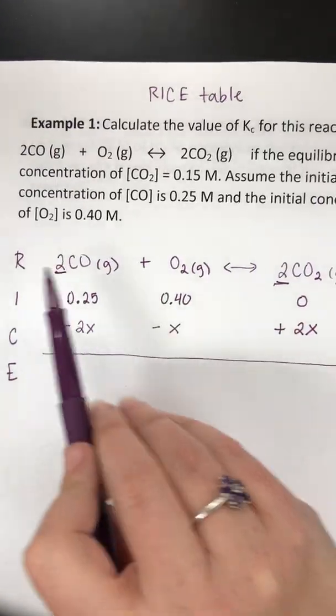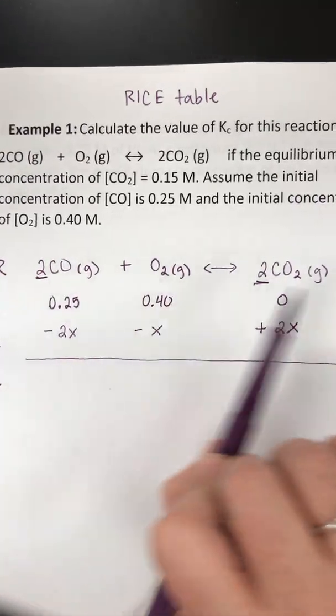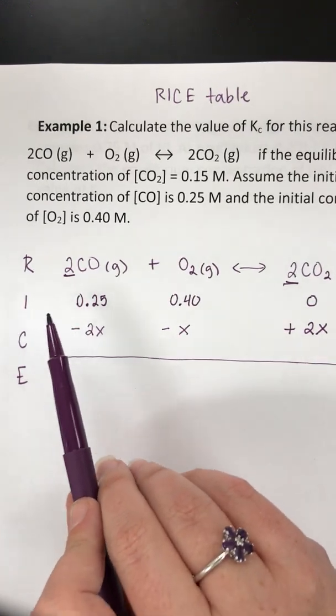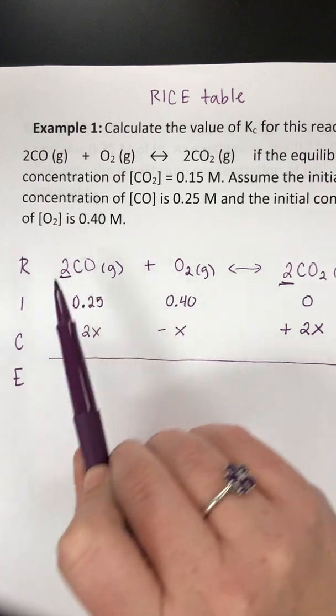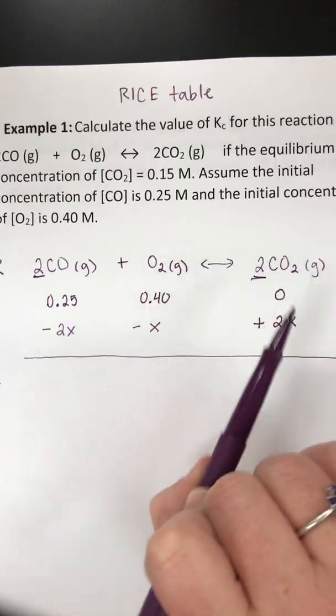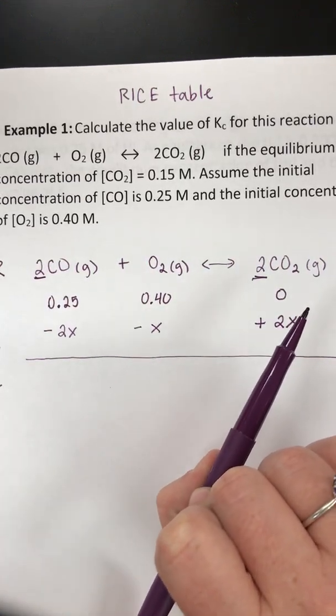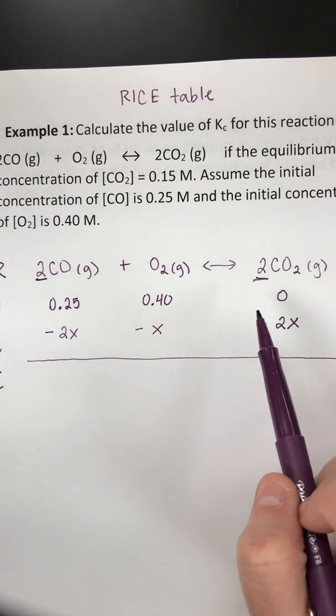So let me go over that again. R stands for reaction. You just write down your reaction as is. I stands for initial. So those are your initial concentrations. Your reactants should have numbers. Your products should not. It should start at 0. They do not exist in initial concentrations first.